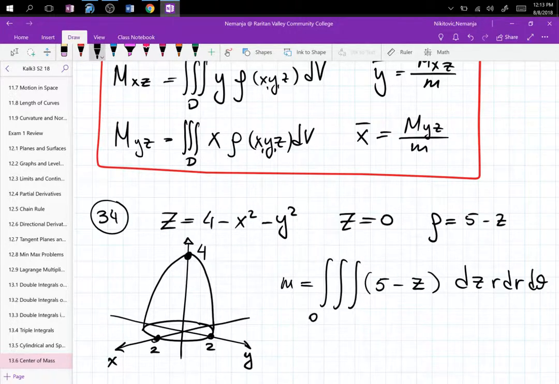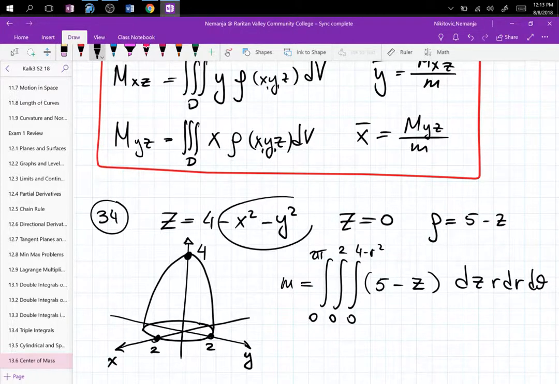Theta, 0 to 2 pi, I want the whole thing. Radius, 0 to 2. And z, bottom is 0, and top is 4 minus r squared. This thing over here is negative r squared. Are we good on that? Good.